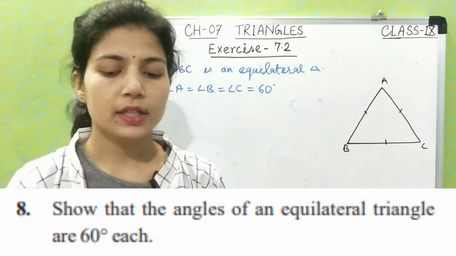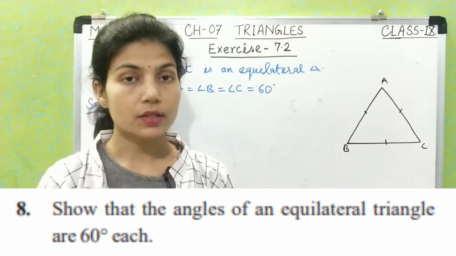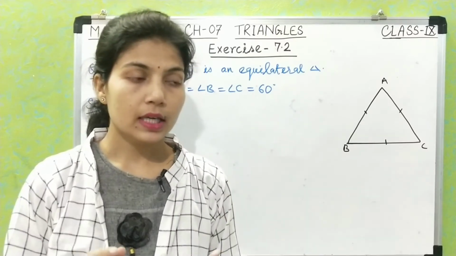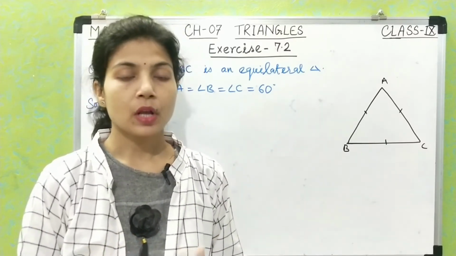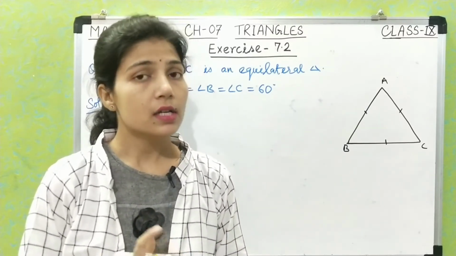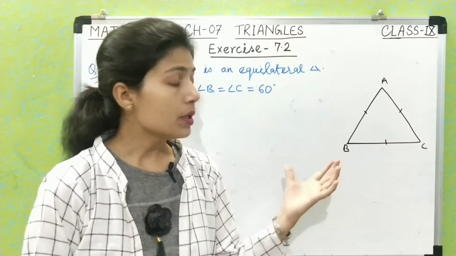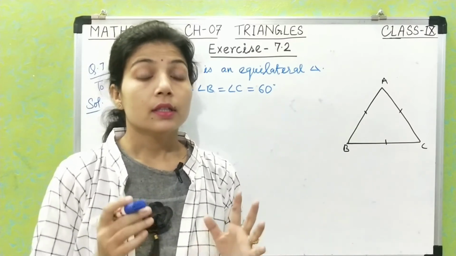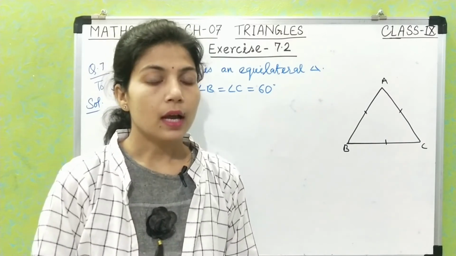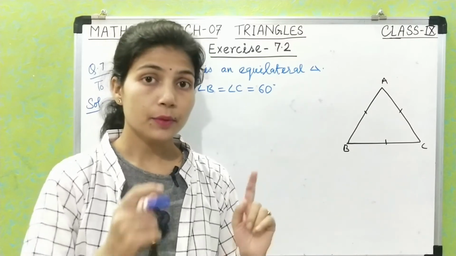Now question number 8 is: show that the angles of an equilateral triangle are 60 degrees each. In this question, you are given an equilateral triangle and you have to show that every angle of an equilateral triangle is 60 degrees. You have also read about equilateral triangles that in an equilateral triangle all the three sides are equal to each other, and also each angle of this triangle is 60 degrees, that we will prove here.